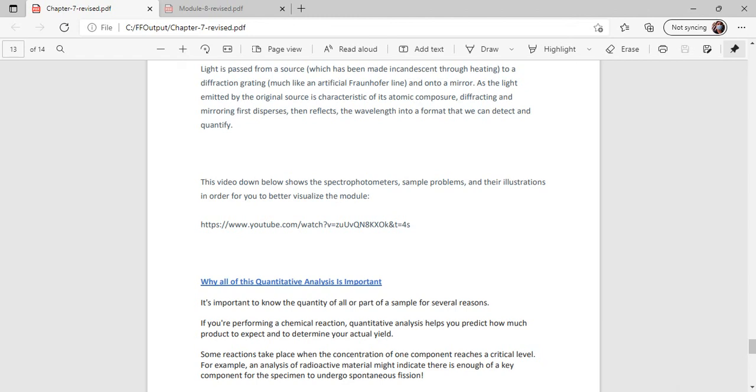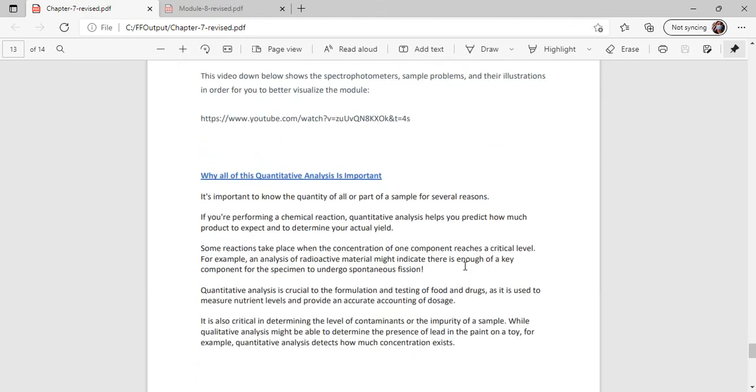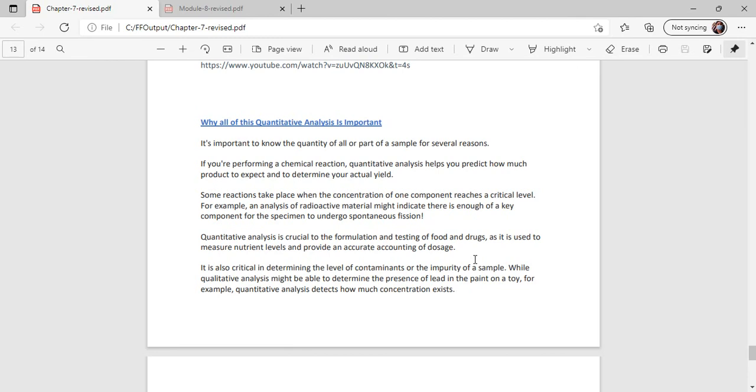Continuing on, why is all of this quantitative analysis important? It is important to know the quantity of all parts of your sample for several reasons. It is used when performing your chemical reactions. Your quantitative analysis helps you predict how much product to expect and also determine your actual yield.